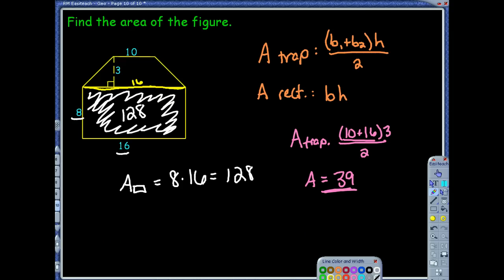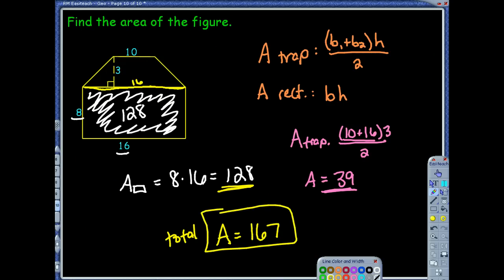We had 128 for our area of our rectangle. So what do you know about the area of the figure? The total area is 167. Okay, so again, notice that we're just finding the area of each and putting them together. We didn't have any overlapping parts we had to worry about on this one.